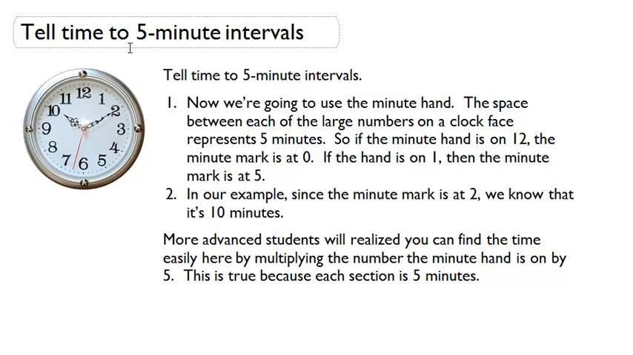Today's topic is how to tell time to 5-minute intervals. And if you haven't already done the 15-minute intervals, I suggest that you go back and review it or go through it for the first time before you come here. So we've already learned how to tell time to 15-minute intervals.